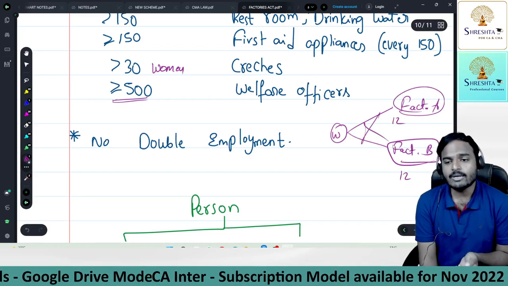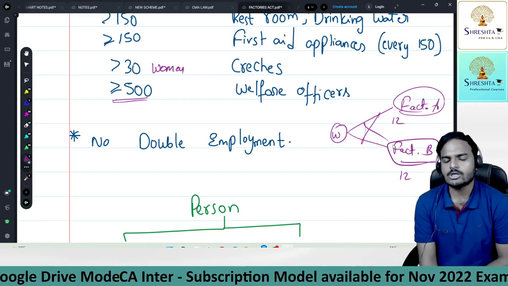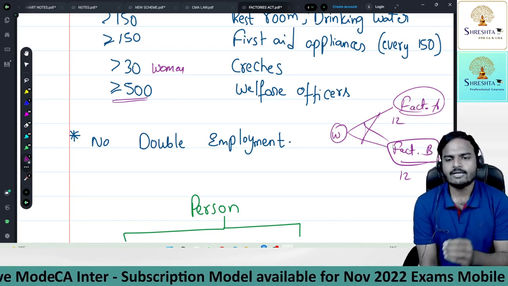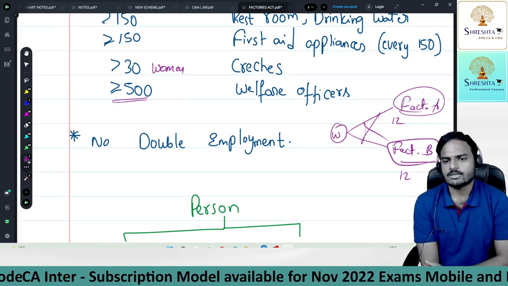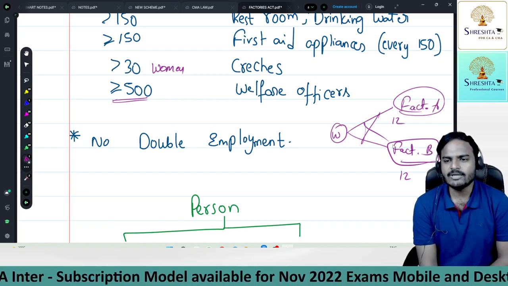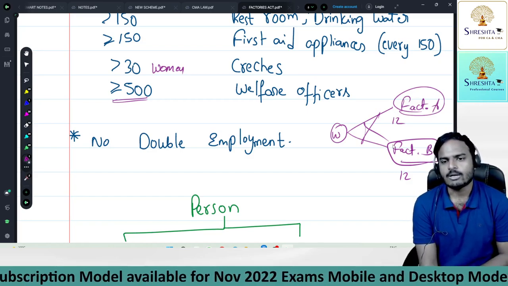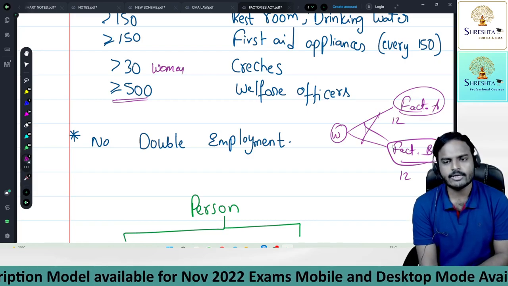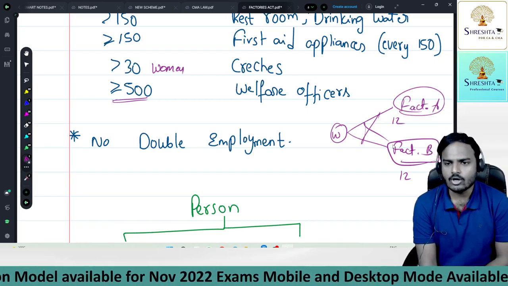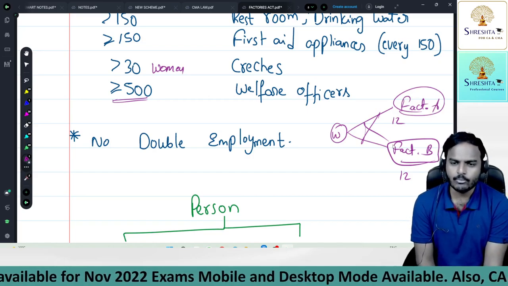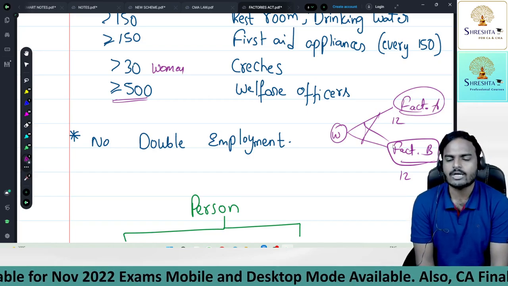Double employment within the factory is also prohibited. Suppose 8 hours as supervisor, 8 hours as worker, 8 hours as in-charge or a security guard. Permitted or not permitted, sir? Not at all permitted. I repeat, not at all permitted. Double employment in the factory is prohibited, and double employment elsewhere is also prohibited. So it is the responsibility of the employee. He should not work two times in a day.